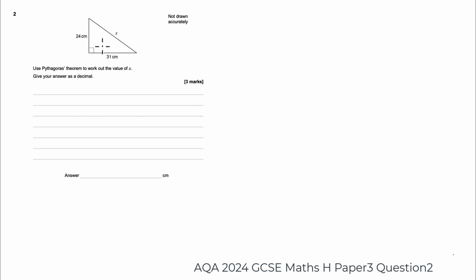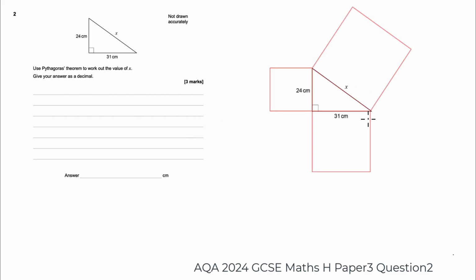So back to the right-angled triangle in the question. Here it is. So we can now imagine the squares that are sitting on the sides of this right-angled triangle. And remember from the animation that we saw, the area of the large square, the hypotenuse squared, would be the sum of these two smaller areas. So x times x, x squared, this big area there, would be 24 times 24, 24 squared, plus 31 times 31, 31 squared. We've got x squared, this large square here, would be the sum of the areas of the two smaller squares. And that's Pythagoras' theorem that we're using there.